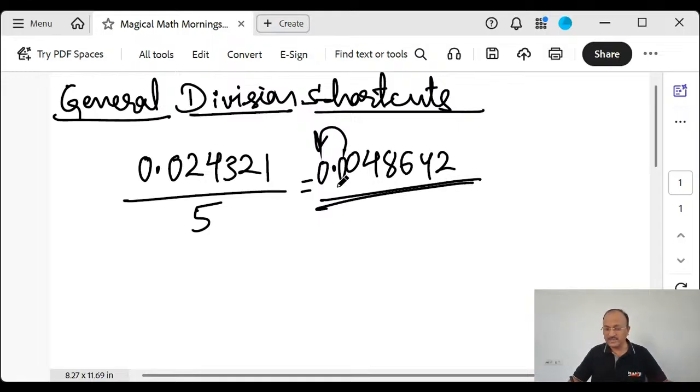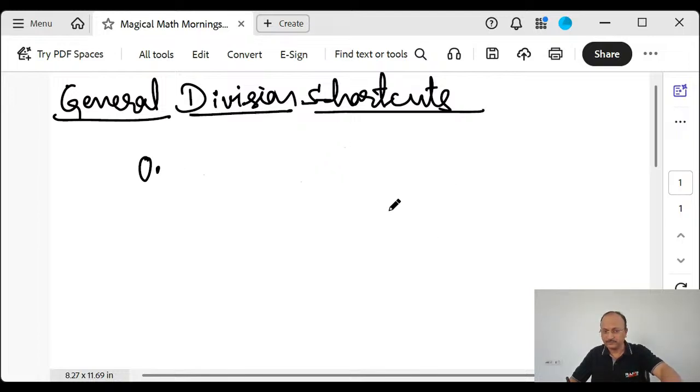Understood? When it comes to decimal point, you are multiplying by 2 with only the numerator. And the denominator, when you multiply with 2, it will be 10. So then dividing by 10 means shift one decimal point always to the left. Multiplying means we'll shift the decimal point to the right side. But dividing means always shift the decimal point to the left side. Let's practice a few decimal numbers.